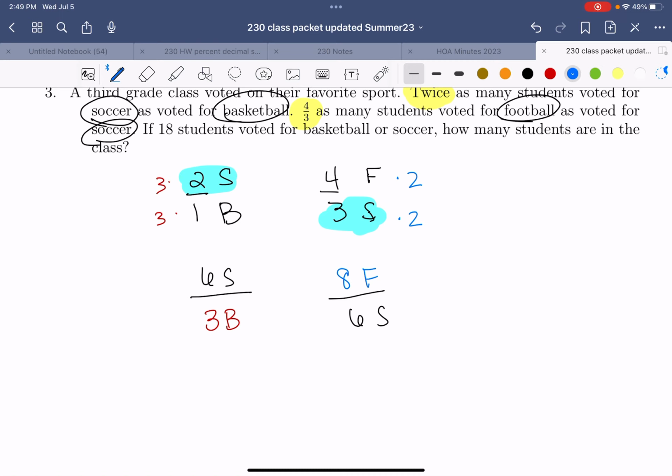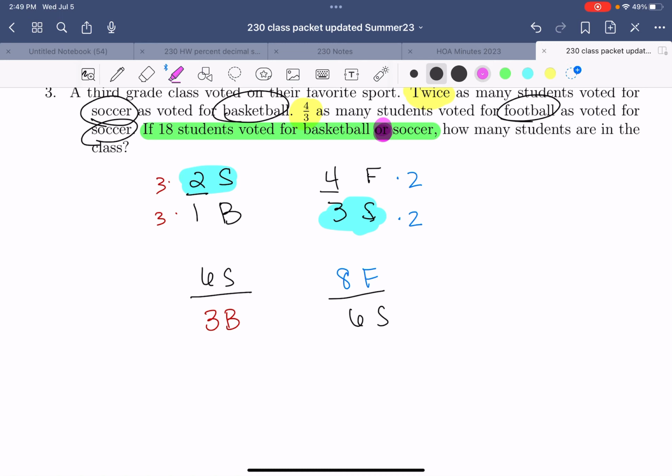Okay, then you're going to go ahead and set up your boxes. Okay, once you have your boxes set up, you're going to this last statement. So if 18 students voted for basketball or soccer, how many students are in the class? Now, be a little bit careful here. It uses the word or, okay? But don't let that confuse you too much.